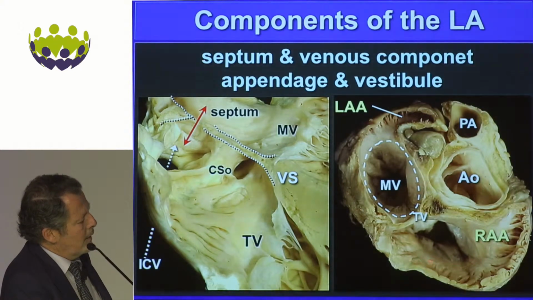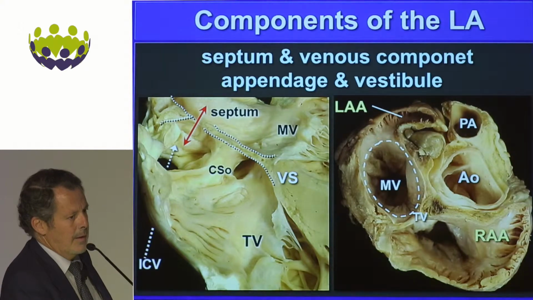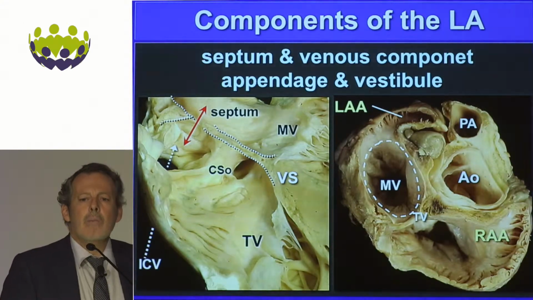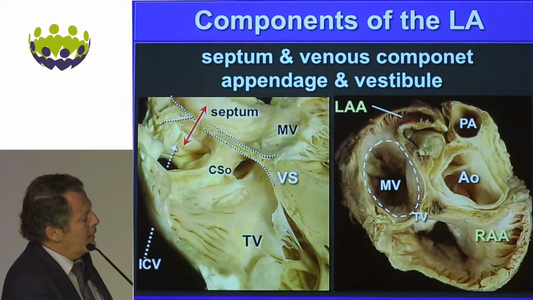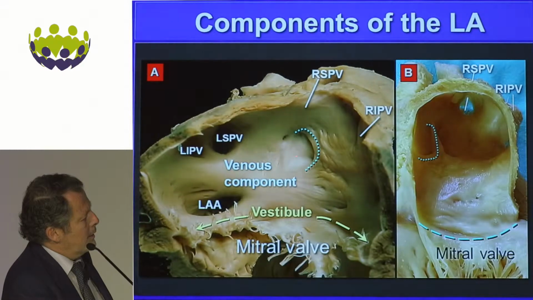Here you can see the right-sided appendage and the difference between the attachment of the pectinate muscles of the right atrial appendage versus the left-sided appendage. In the left-sided appendage, most of the pectinate muscles are inside the appendage. Here you see therefore the 4 components: the septum, the venous component, the appendage, and the vestibule.